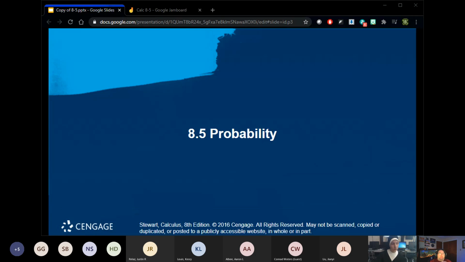So we're going to do section 8.5, which is probability. It's just an application of integration. One of the nice things about looking at probability is it's one of those things that we see all the time, but we just don't really understand a lot of times where it comes from and how it works. So we're going to look into a little bit more of how they actually figure out exactly what the probability of something happening is.